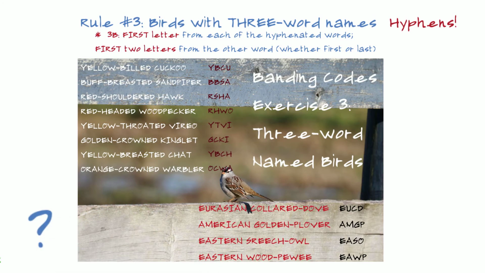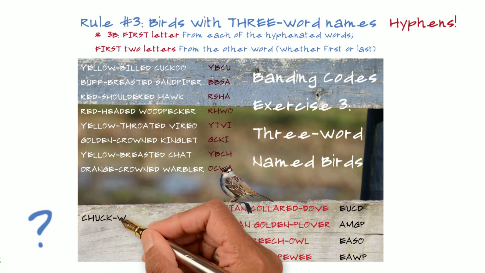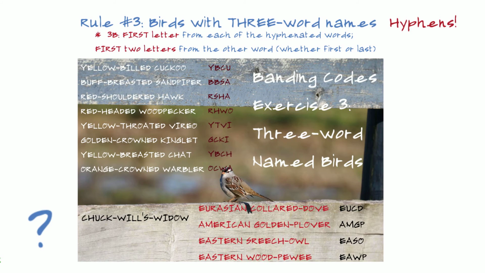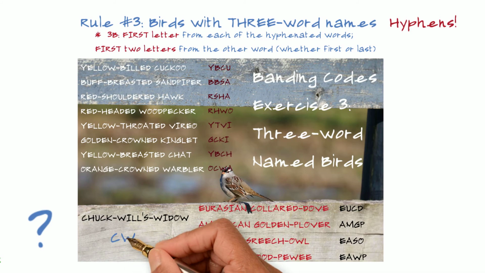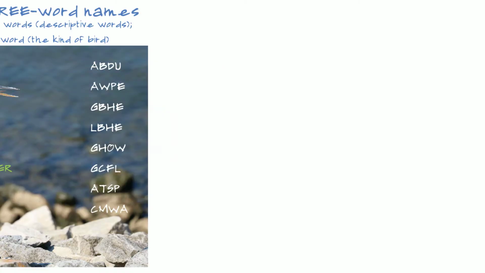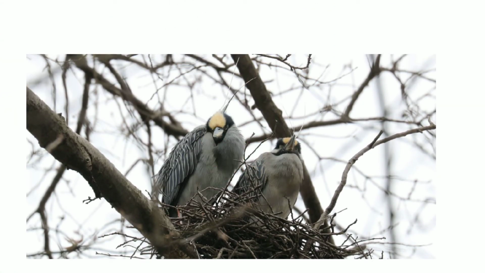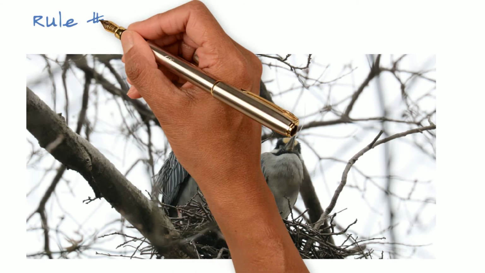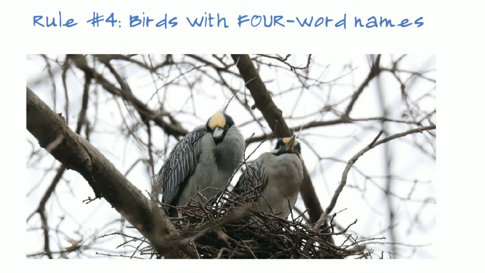Any guesses? There it is, the Chuck-Will's widow. Its banding code follows the first rule, and it is CWWI. Let's bring it on home with the last group of bird banding codes for birds with 4-word names. This one's easy because it ignores the hyphens altogether.